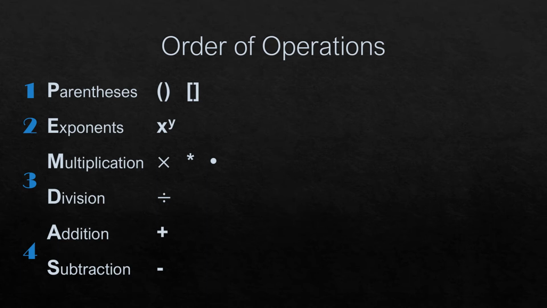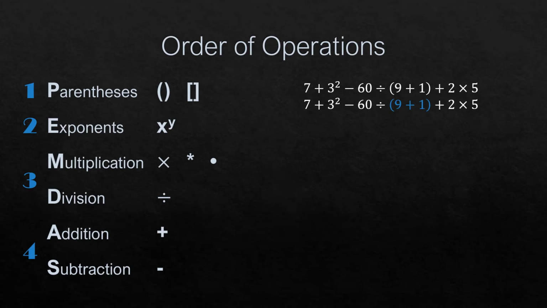The order of operations, number 1 is parentheses, that's your P. Number 2 is exponents, that's your E. Number 3 is multiplication and division, that's your M and your D, they go together. And number 4 is also a group, it's addition and subtraction. As an example, if you were evaluating this expression, the first thing you'd look for is parentheses. If you have parentheses, which we do, you perform that calculation first.